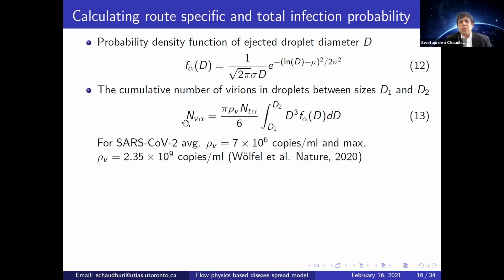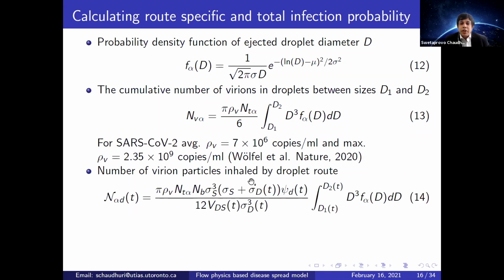So the total number of virions or virus particles between sizes D1 and D2 is a function of this PDF. It depends on the total number of droplets being ejected. It depends on the viral load, which is a very important parameter. The average viral load can be 7 million copies per milliliter, and the maximum viral load can be 2.35 billion copies per milliliter. So this is the cumulative number of virions between sizes D1 and D2. The number of virion particles that can be inhaled by the droplet route is a function of, once again, all these things: total number of virus particles, viral load.